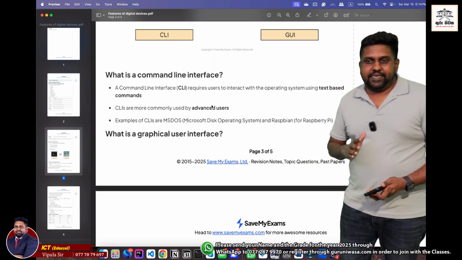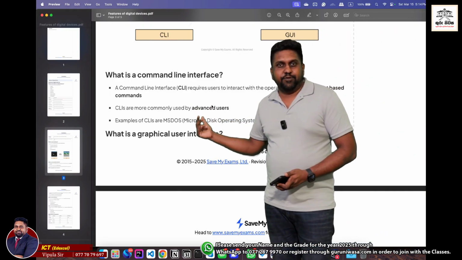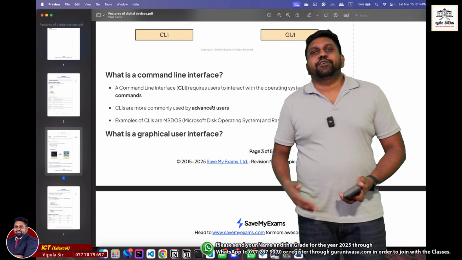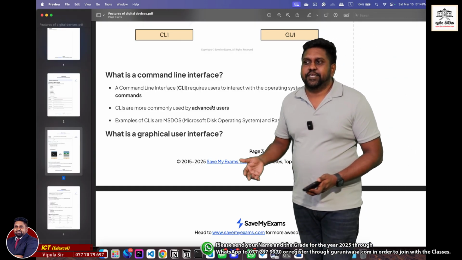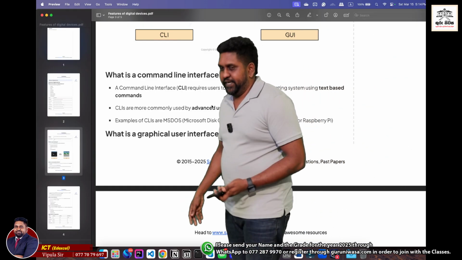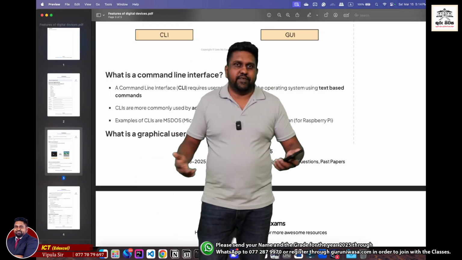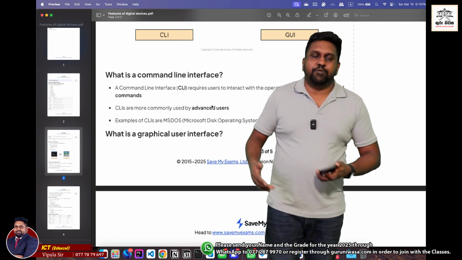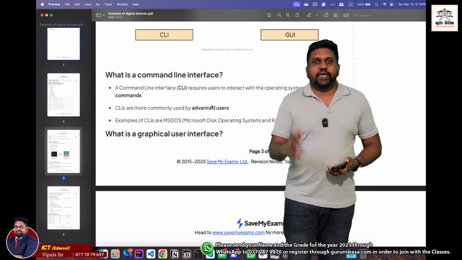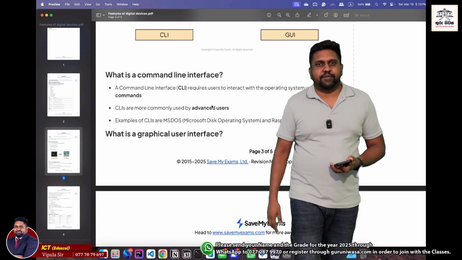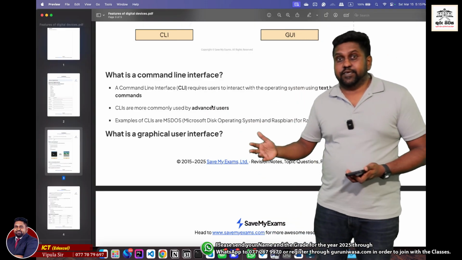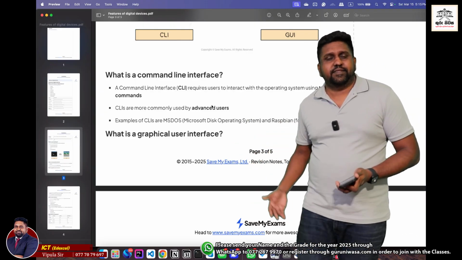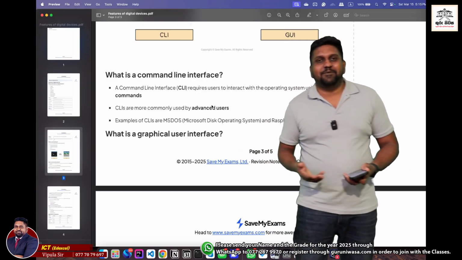Then CLIs are more commonly used by advanced users. An example is when we connect to a server, we connect through the CLI. I work with servers a lot now, and servers do not have a graphical user interface, so we do not get to use a GUI. Whatever we use is entirely based on the CLI itself. Using the CLI, you can connect to a server and perform almost 99.9% of all the activities. You just need to know how to do this.